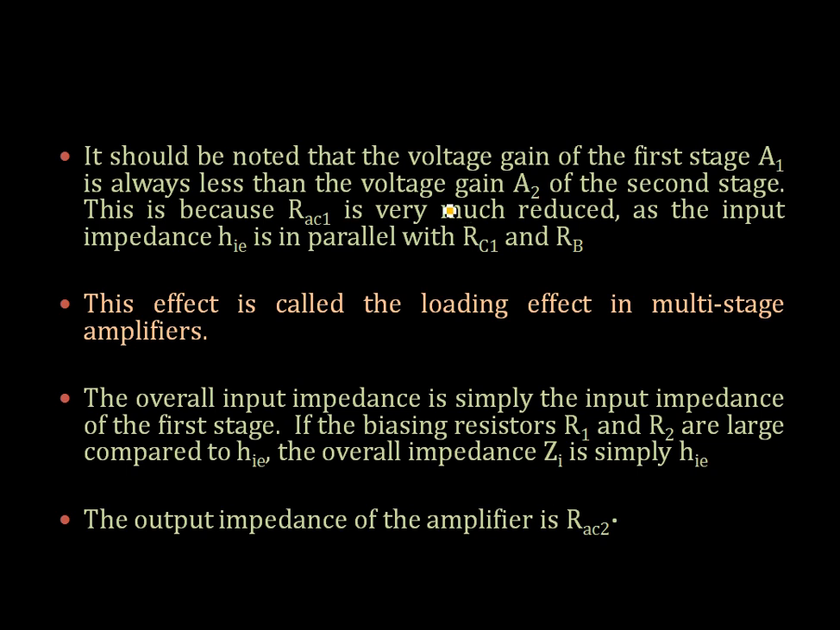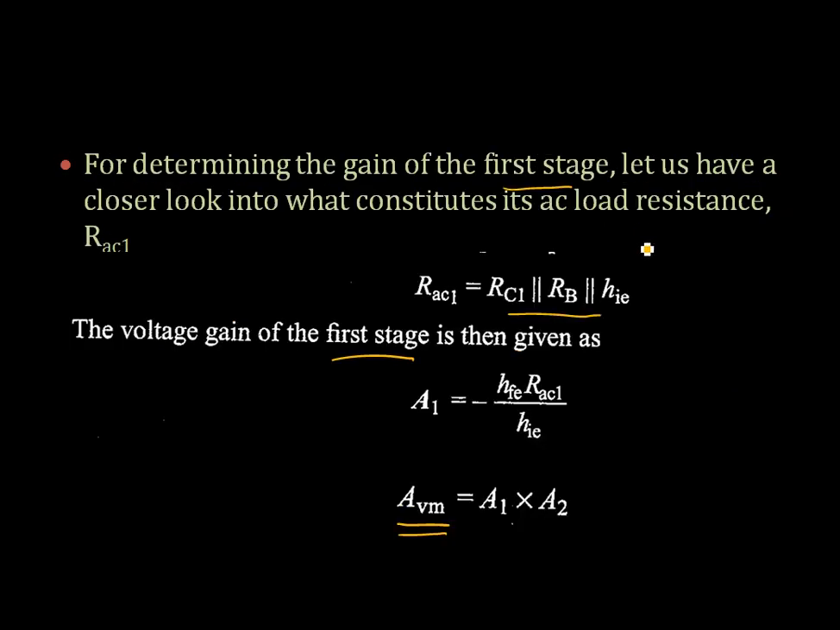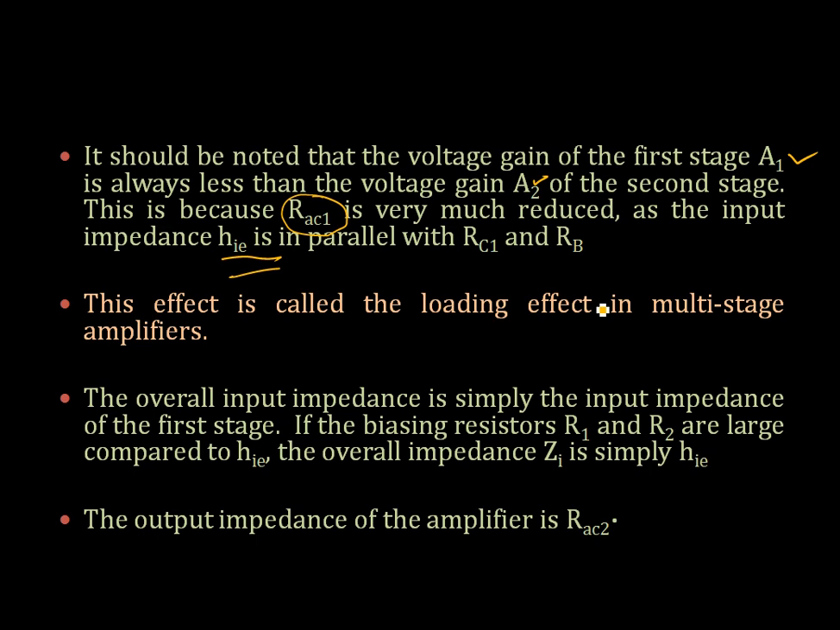So what can you conclude? Here you should note that the voltage gain of the first stage A1 is always less than the voltage gain A2 of the second stage, because RAC1 is very much reduced as the input impedance HIE is in parallel with RC1 and RB. This is HIE of the second transistor. We are considering both the transistors to be identical. So RC1 parallel to RB parallel to HIE is lower than the RAC2. Now this effect is called the loading effect in multi-stage amplifiers.